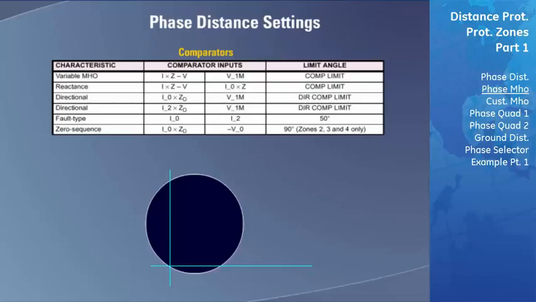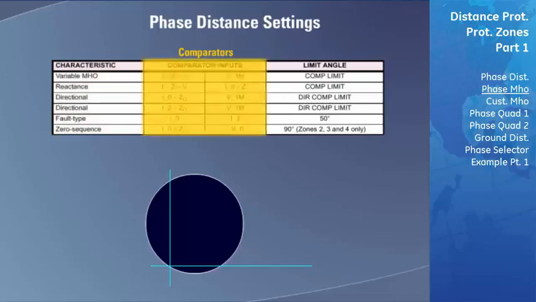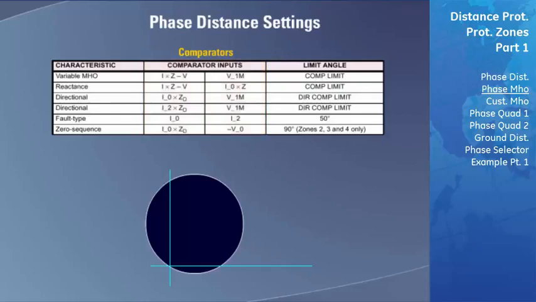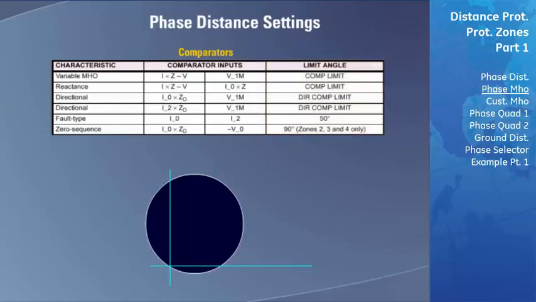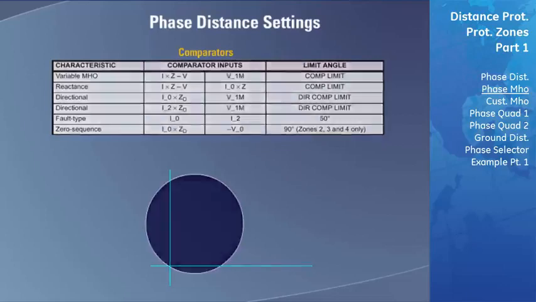The table shown here lists different characteristics of the Mho zone on the left, lists the inputs used by the characteristic to shape the Mho circle in the middle, and the settings that need to be entered into the relay by the user to customize that characteristic on the right. In the following section, we will discuss each of these comparators and demonstrate the effect these settings have on the shape of the Mho circle.